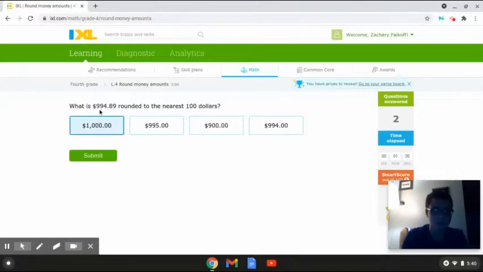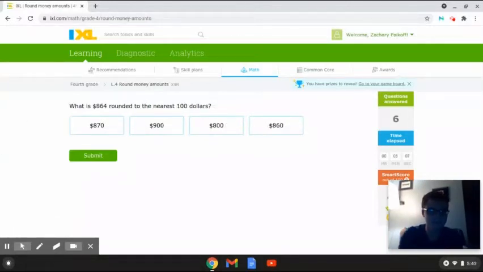So the answer for this problem is $1,000 because we took a look at the key digit and saw that the number next to it was bigger than 5, so we rounded it up and it became $1,000. And that is how to solve this problem. So let's move on to the next one.